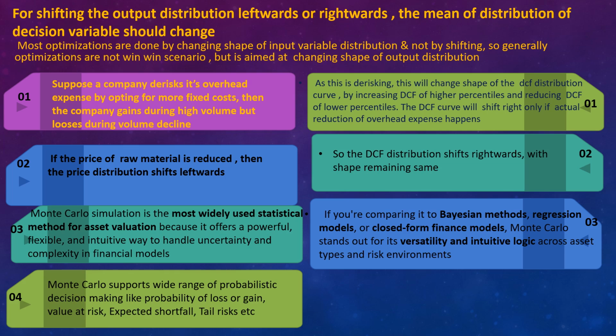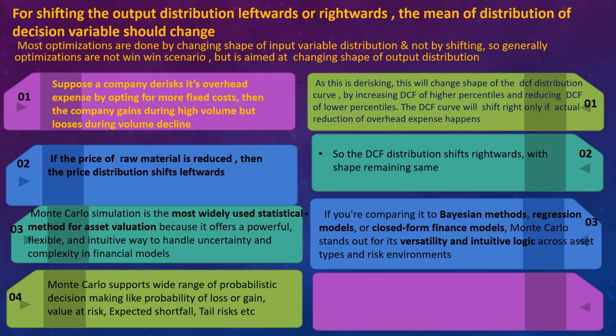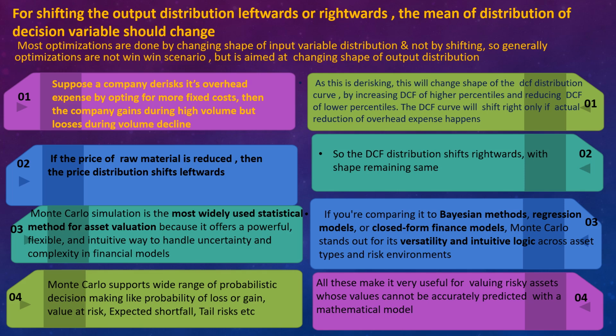Monte Carlo supports a wide range of probabilistic decision making like probability of loss or gain, value at risk, expected shortfall, and tail risks. All these make it very useful for valuing risky assets, as values cannot be accurately predicted with a mathematical model.